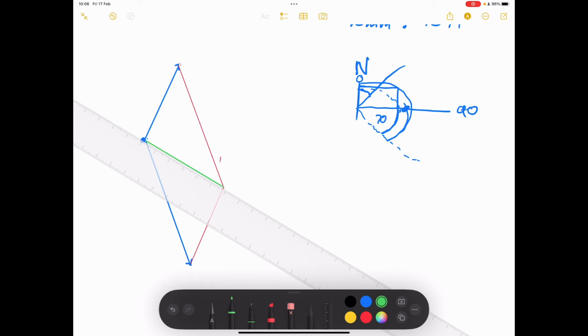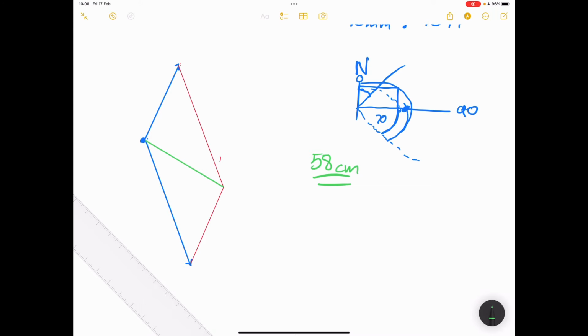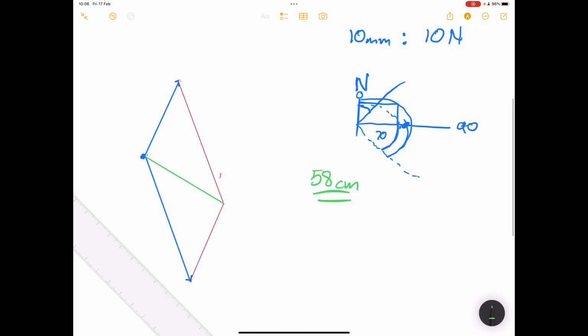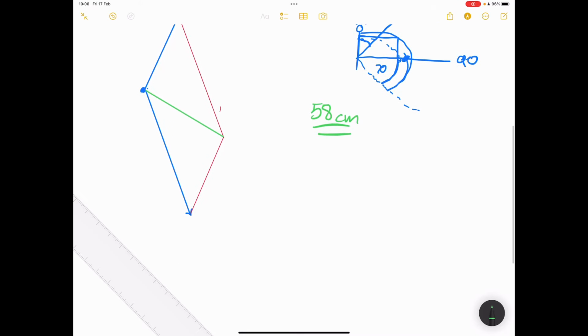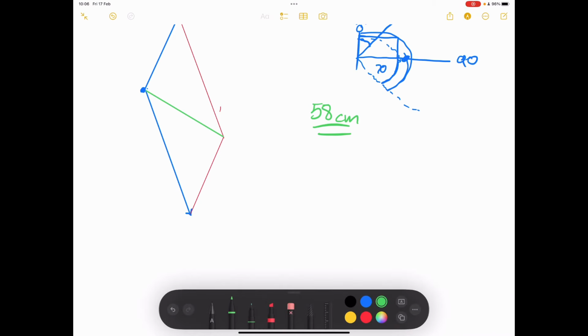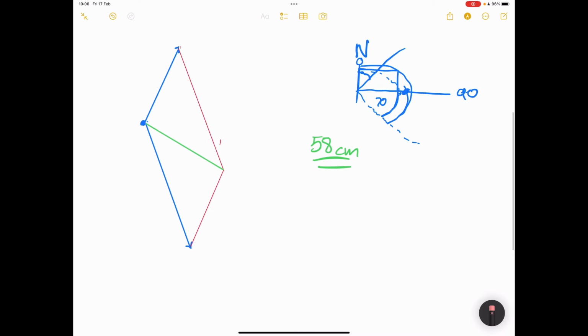So if I measure it, it's going to be 1, 2, 3, 4, 5. So that looks like 58 centimeters. So the resultant force should be, we're going to do this via a calculation. So that should be 58 centimeters, right? Let's see what we get when we use the calculation. And of course we can always go back and check after we've drawn it, do we get the same?